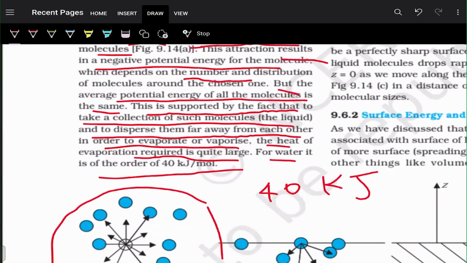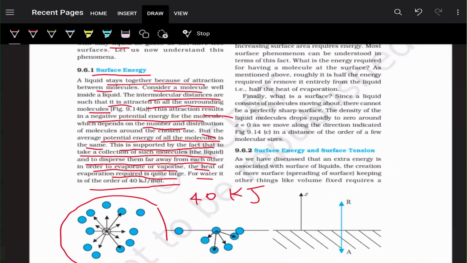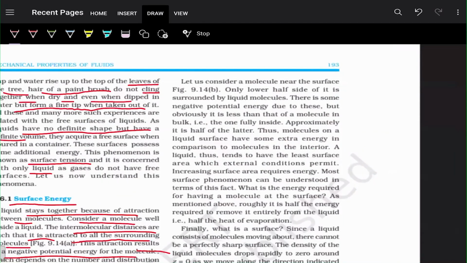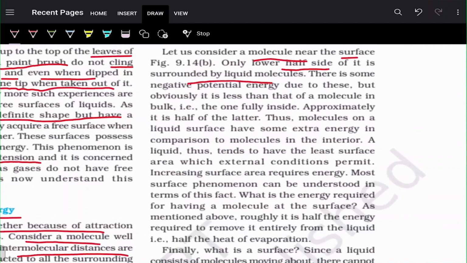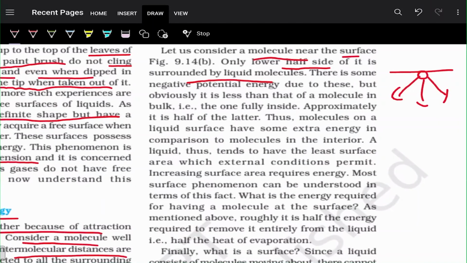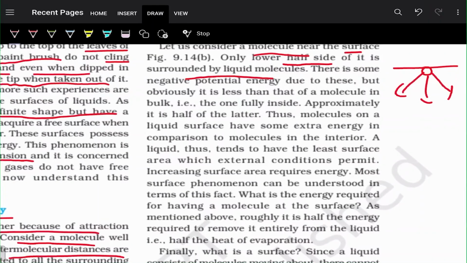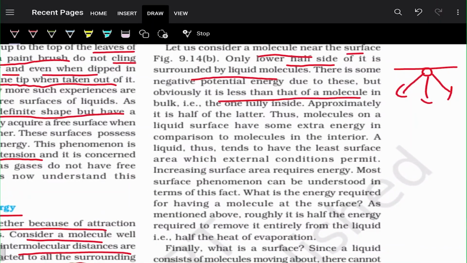Now let us look at the second condition. Let us consider a molecule near the surface. Only the lower half side of it is surrounded by liquid molecules. If I consider a molecule at the surface, it has attraction only downwards. There is some negative potential energy due to these, but obviously it is less than that of a molecule in the bulk. So which one will have more negative potential energy?